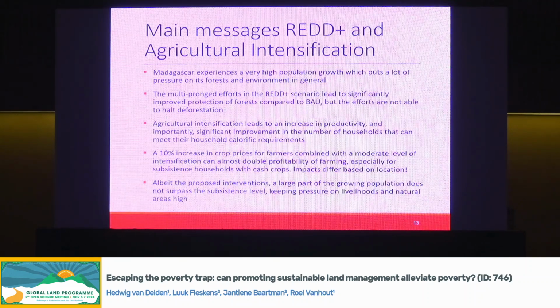Then agriculture intensification helps to increase productivity, and also there are many more households that can then meet their caloric requirements. What is really important here, if we want to go from subsistence farming to subsistence farming with a little bit of cash crops, is that there has to be some seed that helps people to take the first step. Because without this first incentive, it's very often not possible to start producing more and intensifying agriculture. We see that already with a 10% increase in crop prices for farmers, we can double the profit, and subsistence households with cash crops can do quite well, but it really depends on the region. So although we have a lot of interventions, a large part of the growing population doesn't really surpass the subsistence level.